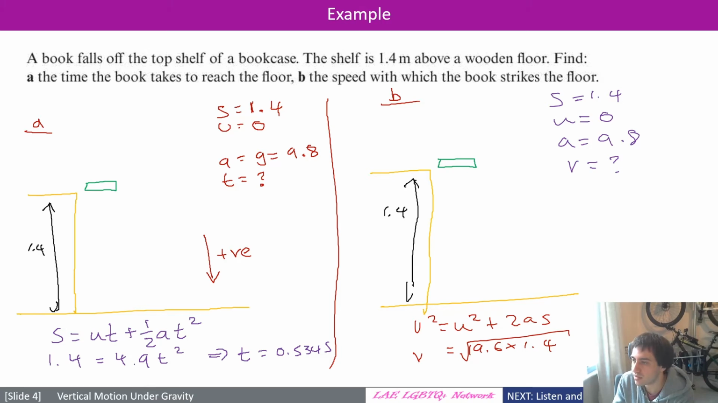In this case, that ends up being the square root of 27.44, which is 5.238 meters per second. Fairly fast. Okay, that's it. It's just SUVAT again, but this time your acceleration is taking a value of 9.8.